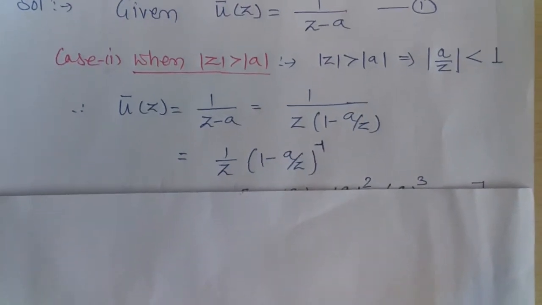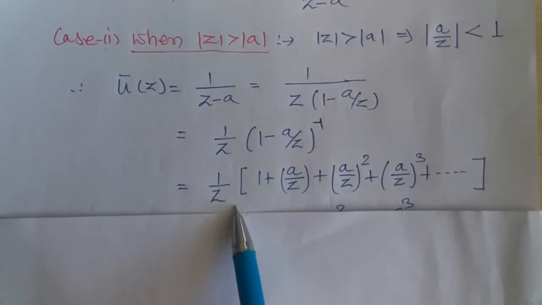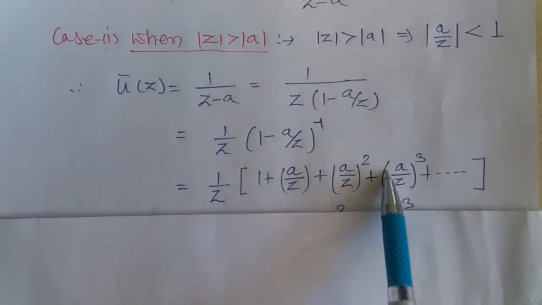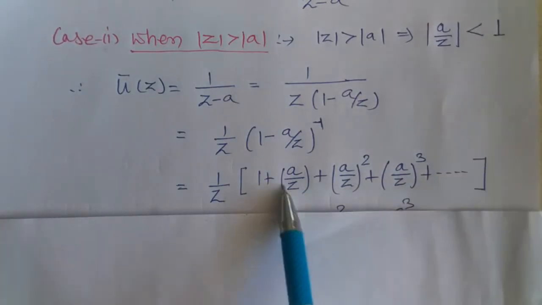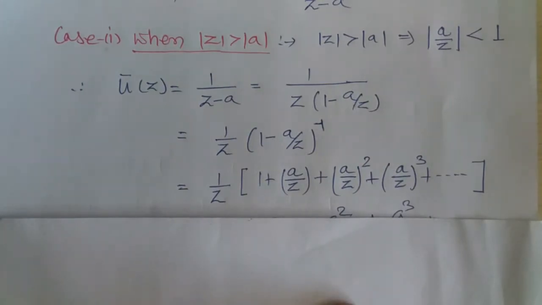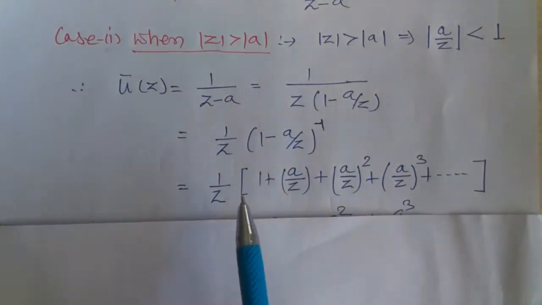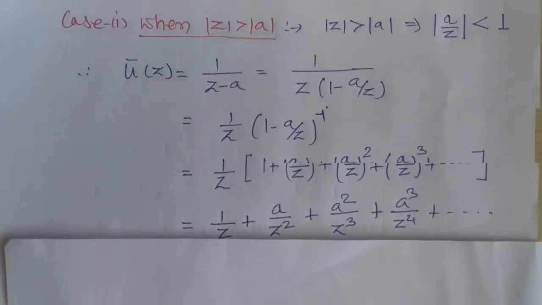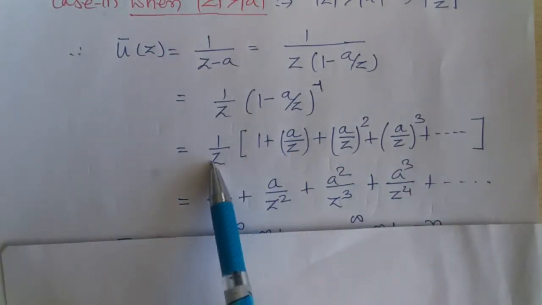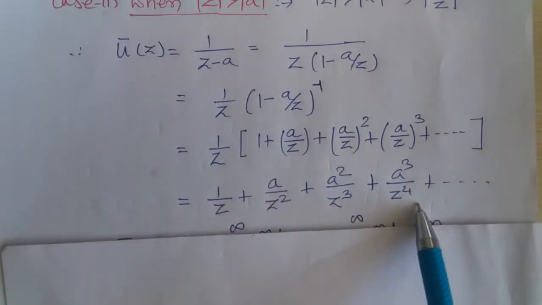So using the binomial expansion, when we expand this expression, we get 1 upon Z constant as it is. Then we have 1 plus A by Z plus A by Z square plus A by Z whole cube plus and so on. So this we get from the binomial expansion theorem. Now we multiply 1 upon Z with all these terms, then we get 1 upon Z plus A upon Z square plus A square upon Z cube plus A cube upon Z power 4 plus and so on.